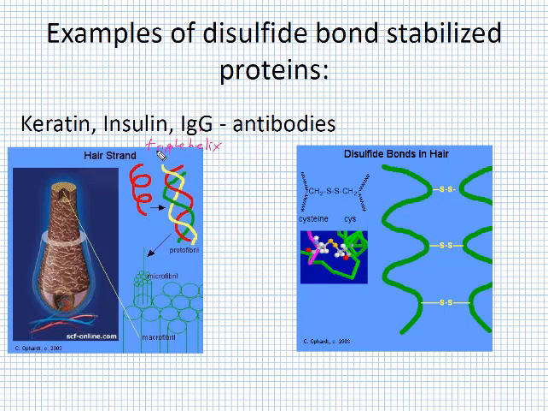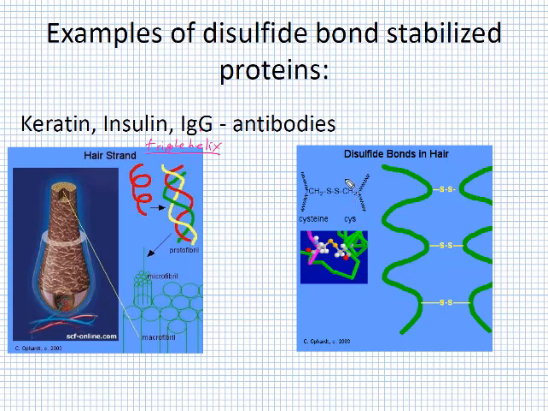Now, the triple helix is not the secondary structure. That was the alpha helix. The triple helix is where we have three of these individual polypeptide chains wrapping around each other. So if you've ever looked at how rope is made, for example, it's a bunch of little fibers that are kind of braided together. And that's essentially what your hair is. And then these are held together by disulfides. So, you have one strand here and another, and you've got all these disulfides holding them together.